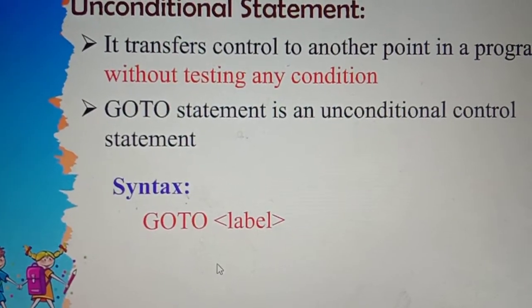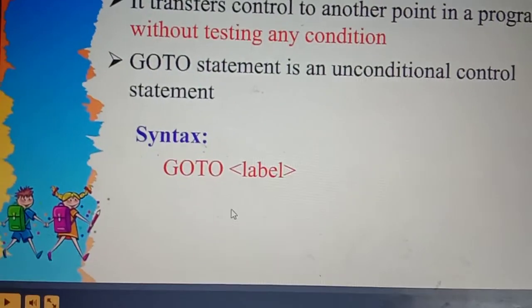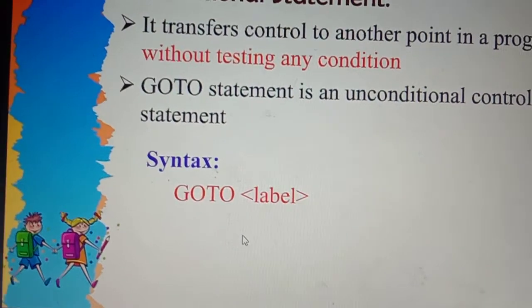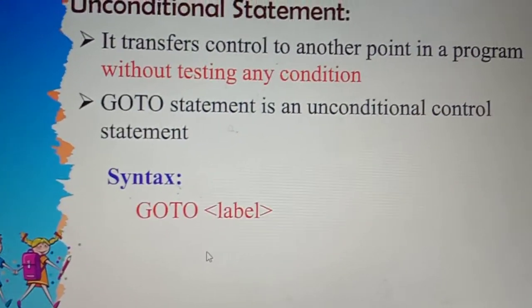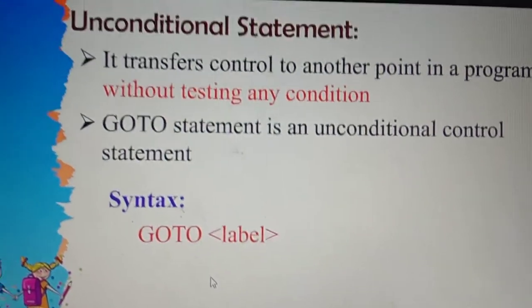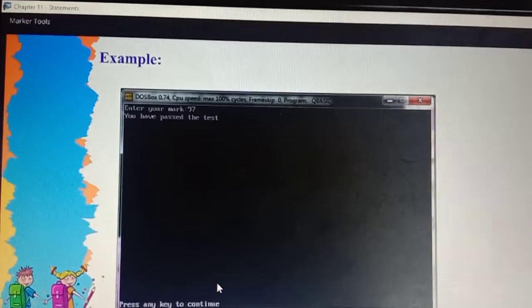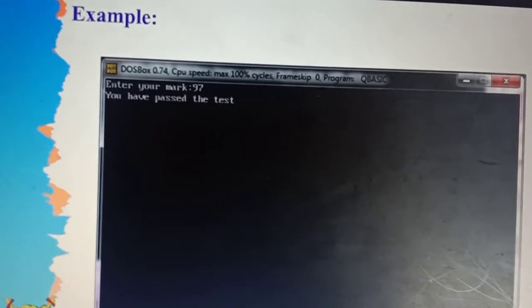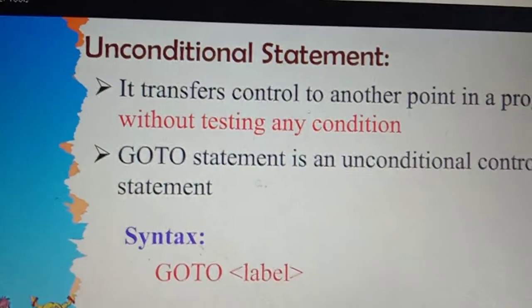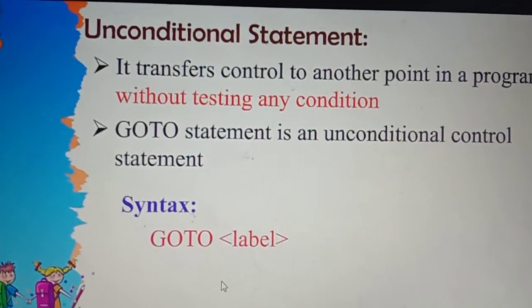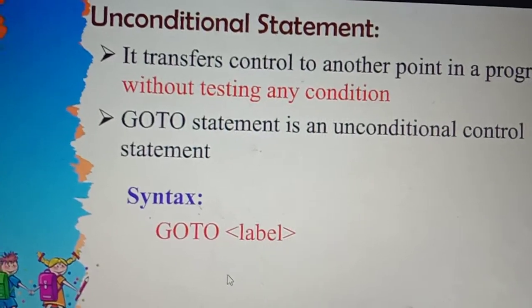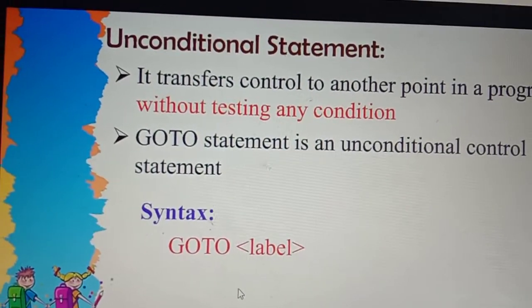Go-to statement is an unconditional control statement. Here, go-to is an unconditional control statement. Syntax is go-to label. And here, this is a sample output of this particular unconditional statement concept. You can go through your textbook for the unconditional statement program.